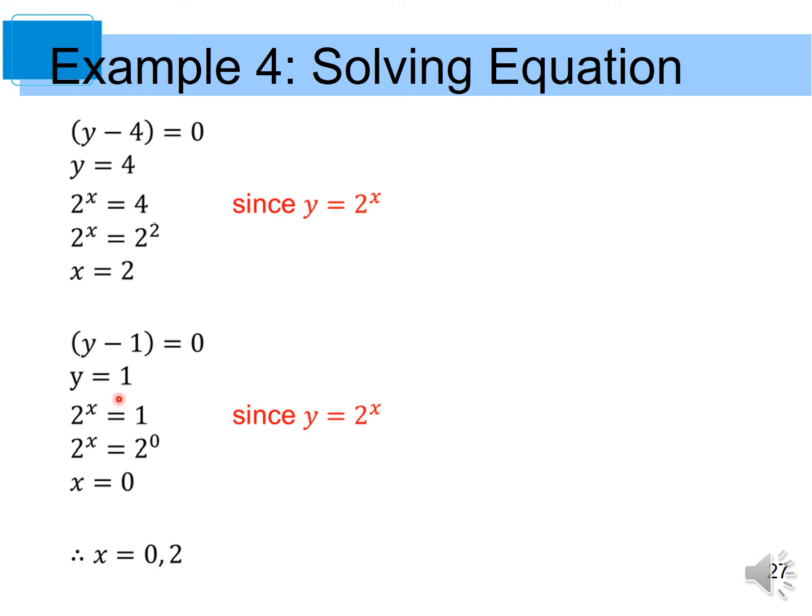And the second factor, let it equal to 0. We have y equal to 1. And again, change back y to 2 to the power of x equal to 1. And you can change the 1 to 2 to the power of 0. So x is equal to 0. And you can conclude x is 0 and 2.